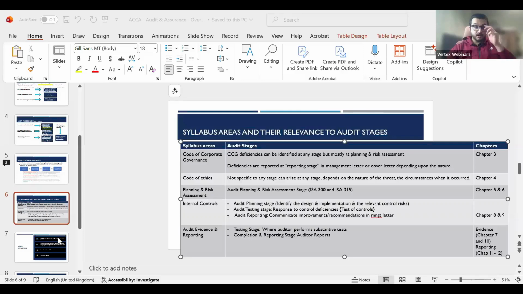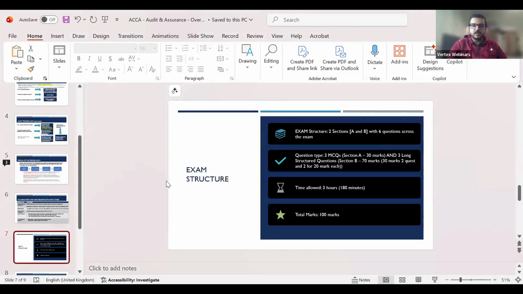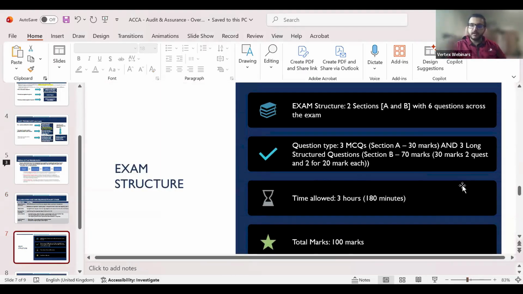So this is how our course looks like. Sorry, the exam structure. This is how your exam looks like, my friends. So you've got two sections, section A and section B, with 6 questions across the exam. So in total, you'll have 6 questions. Let me zoom it for you, right? So two sections and 6 questions and question type.